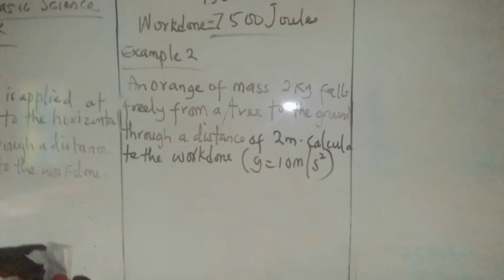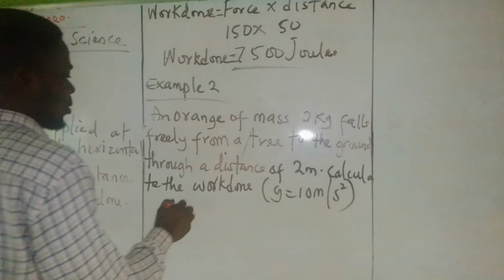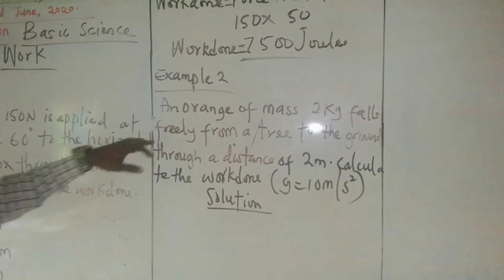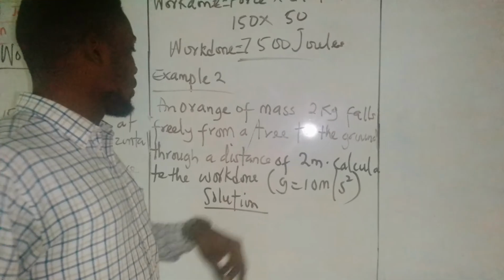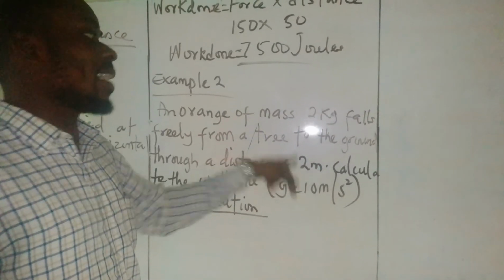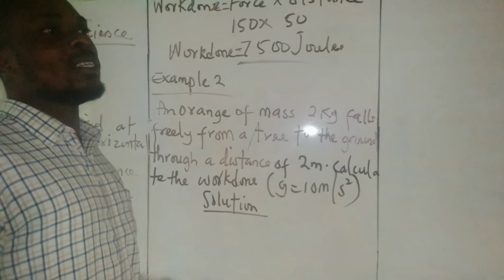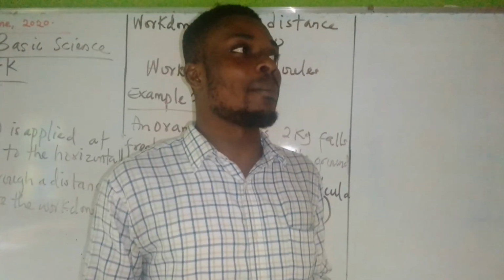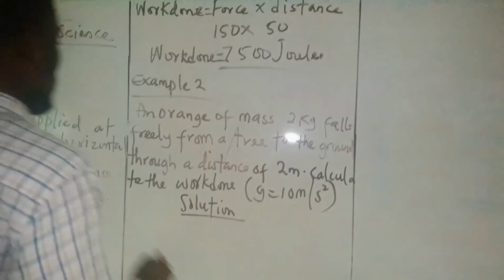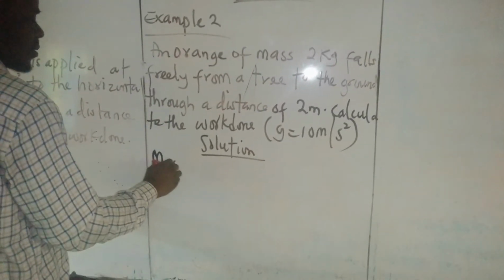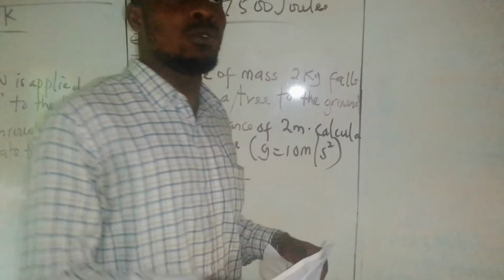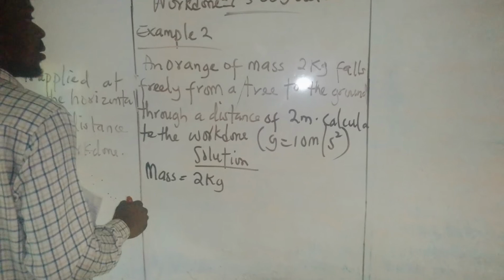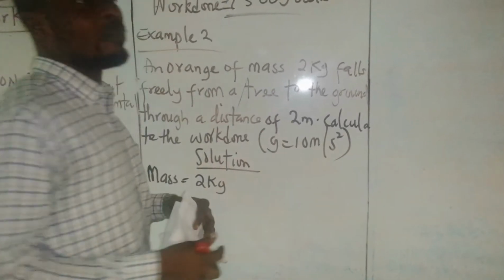Now you see, it's a constant. So in solving this question, solution. Now look at it. Here we have mass, we have distance, that's the height. We have G. So in this question, we will be applying the second formula for work done, which is mass times gravity times height. Remember, from the question you know the formula to use. This is very important. Mass is what? 2 kg, that's the unit for mass.